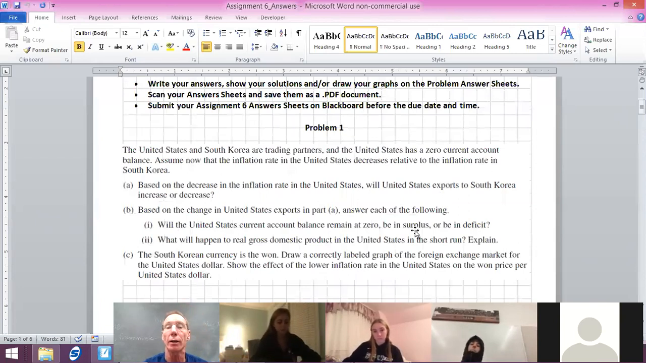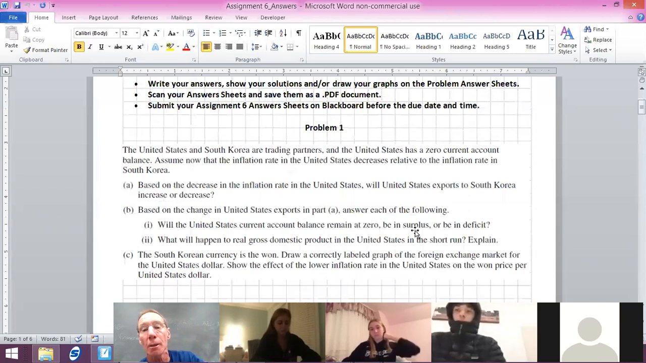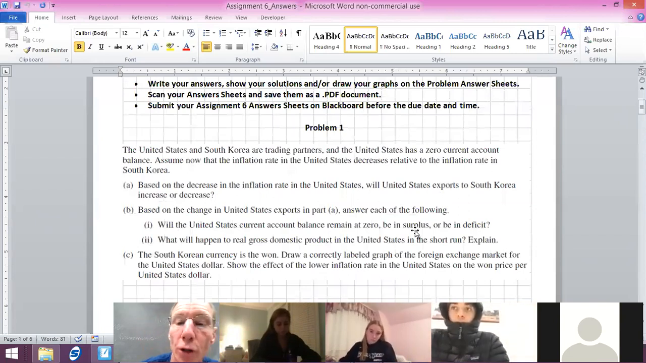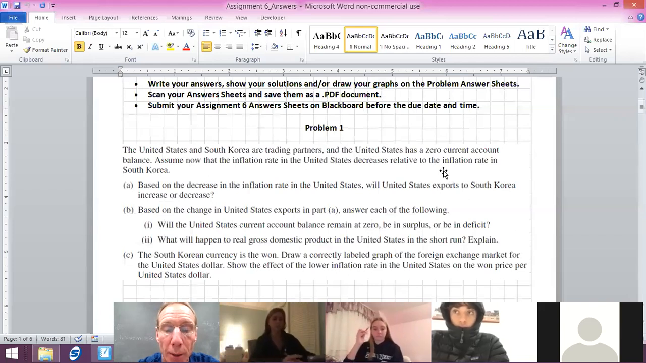So if you start at a zero balance and your exports increase, your trade balance goes into surplus. If you start at a zero balance and your imports increase, then your trade balance goes into a deficit. Okay, that's how that works.